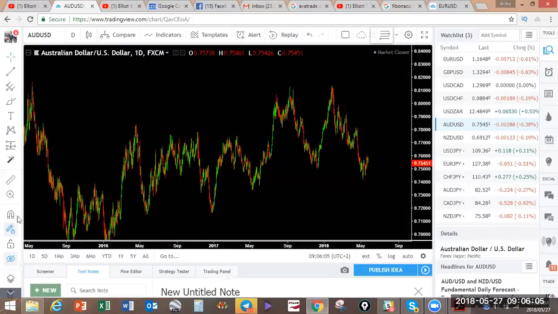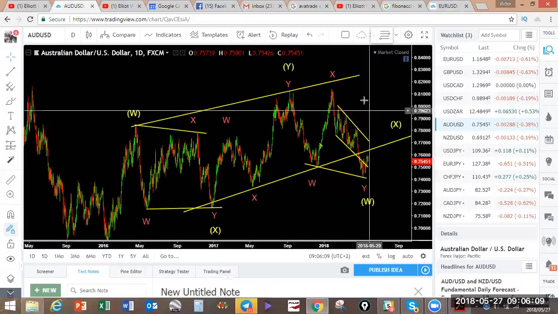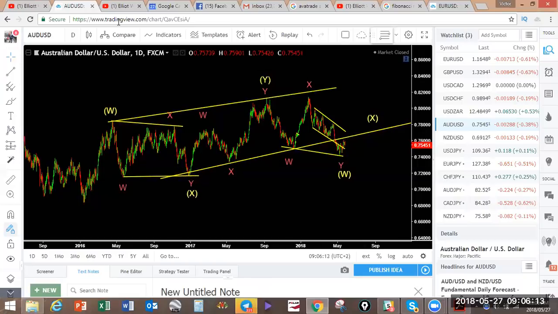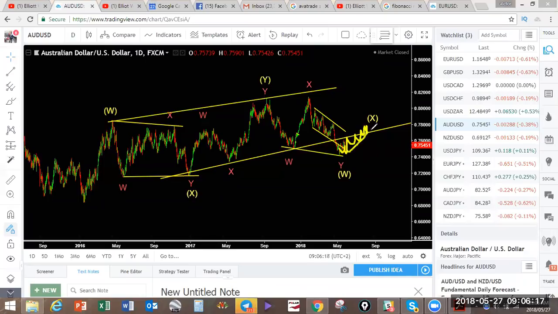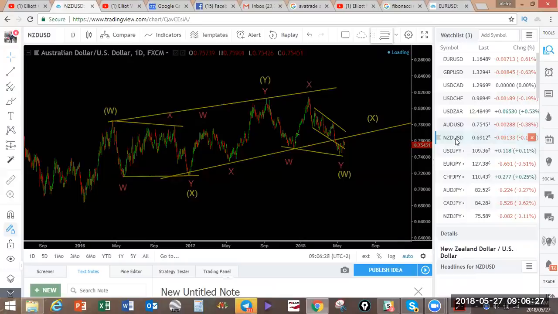So if we just show you the overall structure here on the daily, this is what we're looking at. Okay, that is the bounce. The bounce that we're looking at now is this X here. That's the correction that you're looking at. So that correction must actually be deep. It will be giving you this move to the downside. Okay, that's Audi, and then New Zealand.